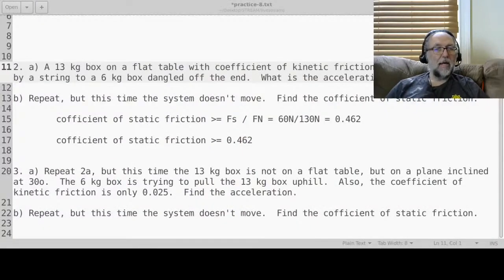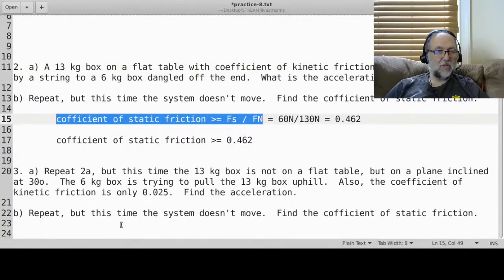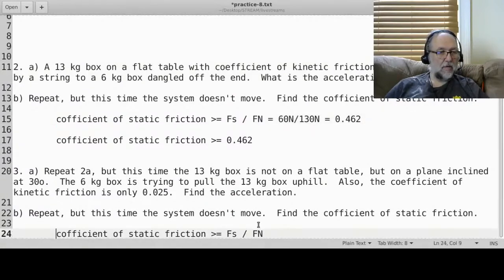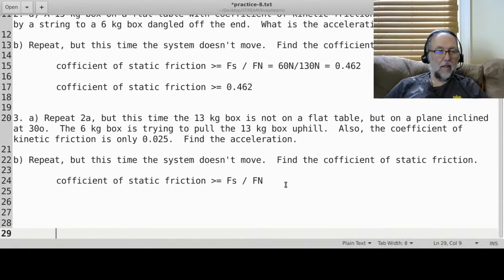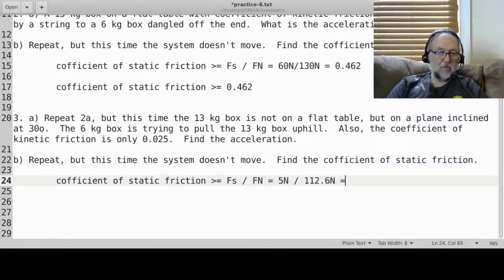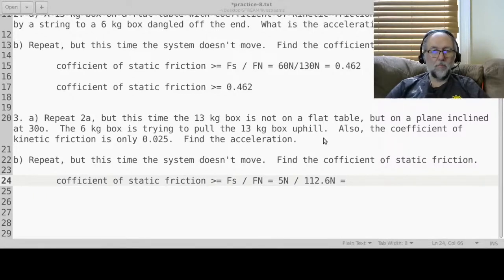Okay, and what's the formula? Well, this is the formula right here. The coefficient of static friction is just this. And what's the static friction equal to? Well, we found that it was equal to 5 newtons. And what was the normal force equal to? If you look at the diagram, it was 112.6 newtons. And if you work that out, it turns out to be, I think, 0.04444. Yeah, okay. And we'll just keep three significant figures. So there it is.